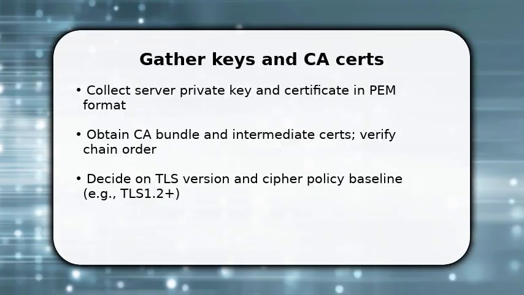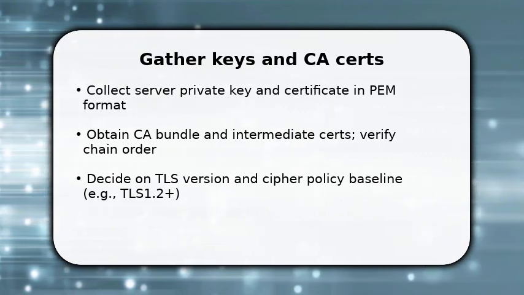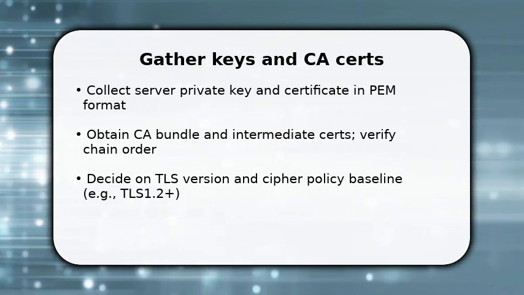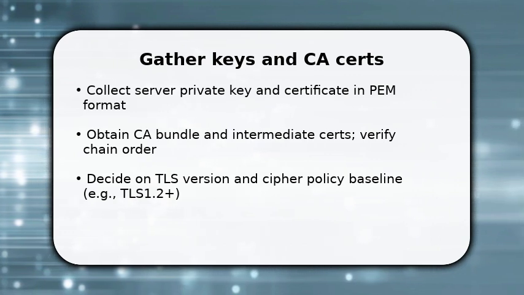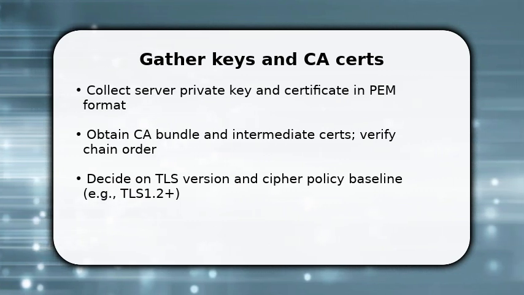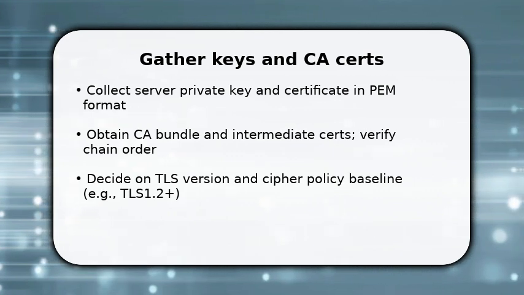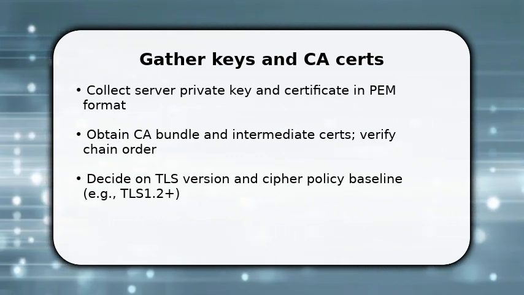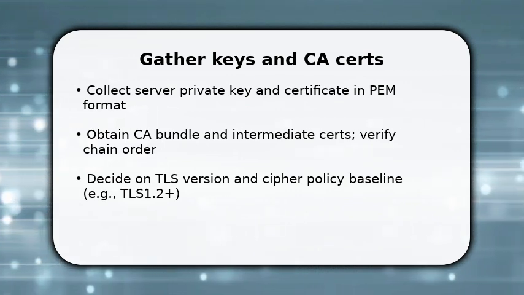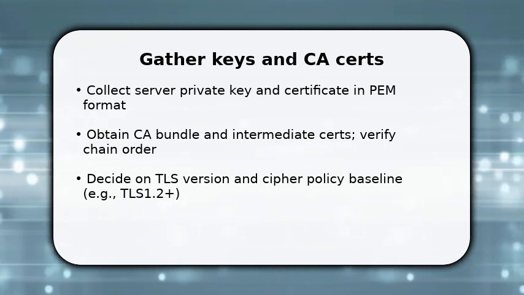You start by placing the server private key and PEM certificate where the service expects them, and you set secure file permissions immediately. Once done, import the CA bundle and arrange intermediates in chain order so clients can validate. You also pick a baseline TLS version and cipher policy now. This prevents later incompatibilities. Make sure to note file names and paths for configuration entries, because the next step references them directly, and mismatched paths are the most common early error.